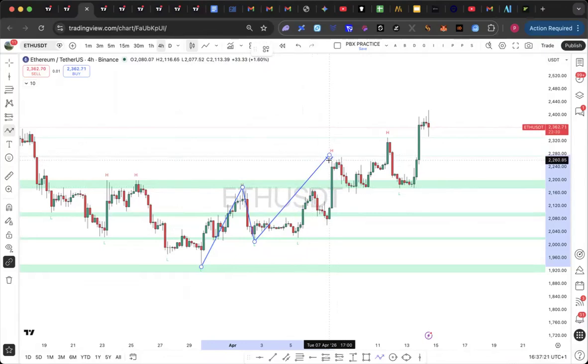Okay. So we have this now. This one retraced here. Did this one come down here? Perhaps no. Let's look at it. So that means we have something like this.